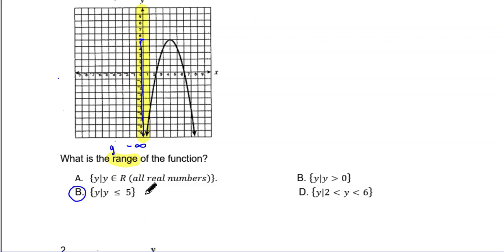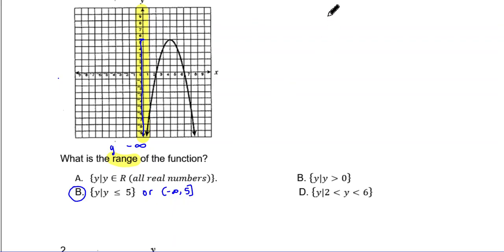So you can write it like this, or sometimes we write it using interval notation. So it's going from negative infinity up until 5, and then I'll go ahead and close the bracket. So these are the two ways that we can write the range.